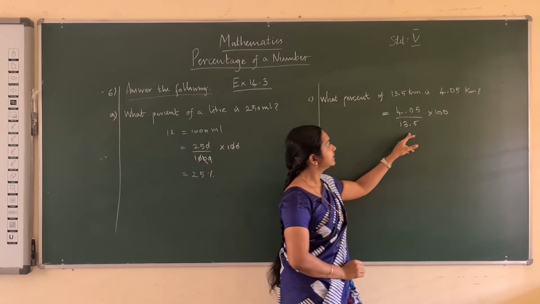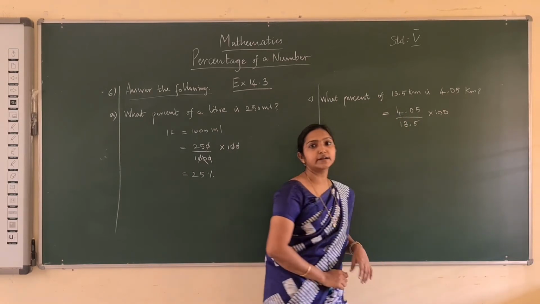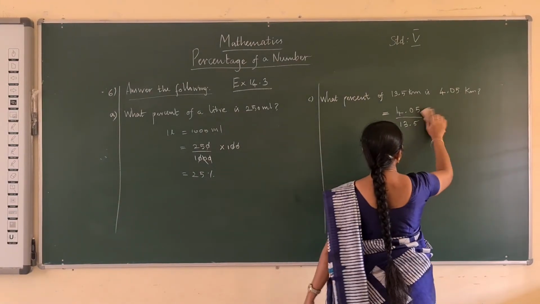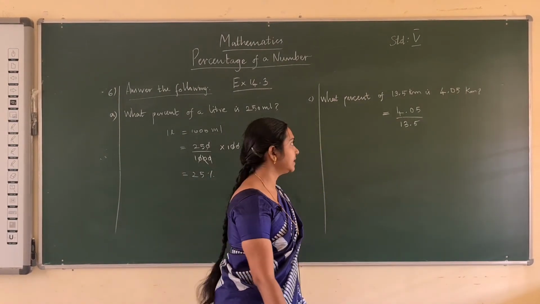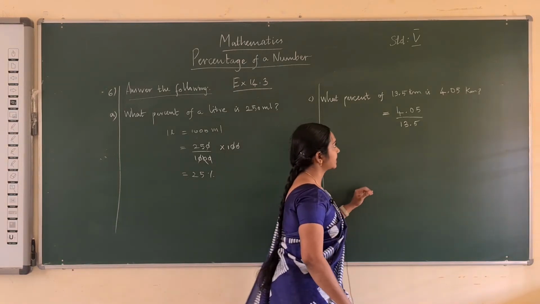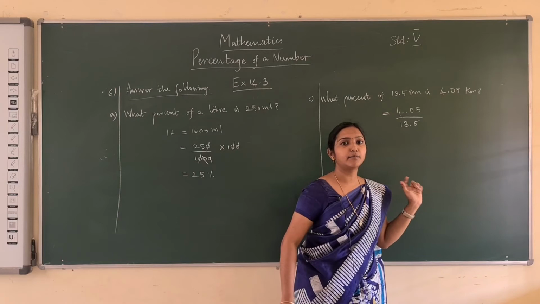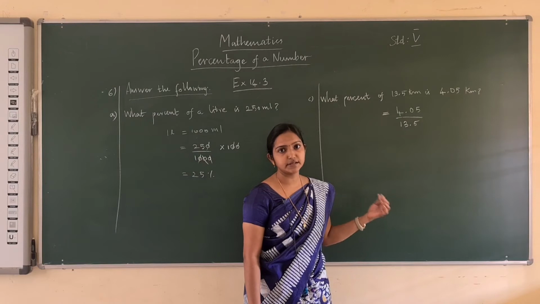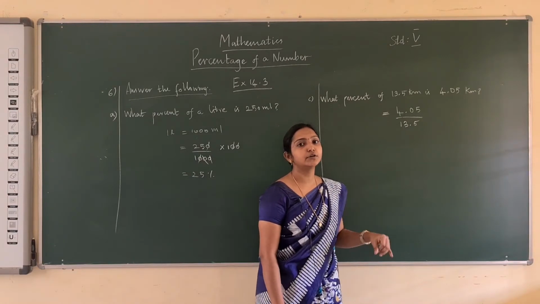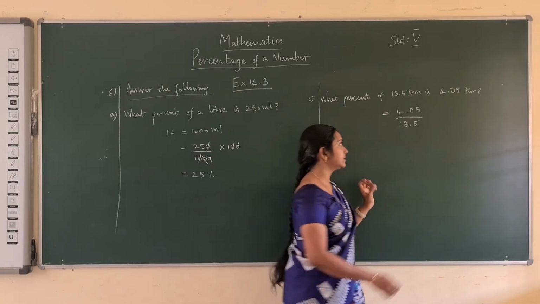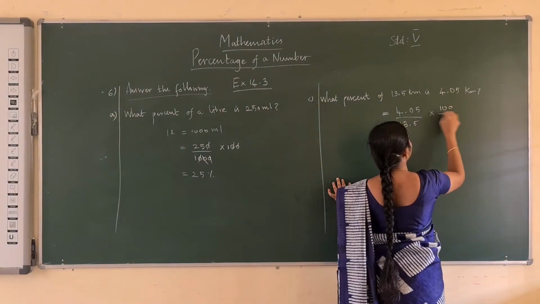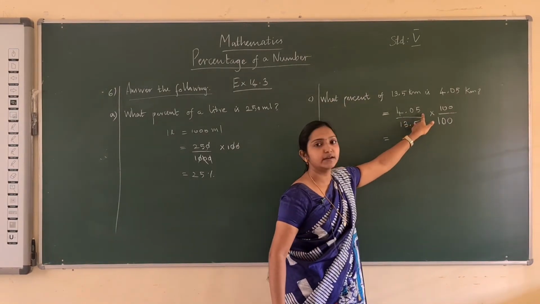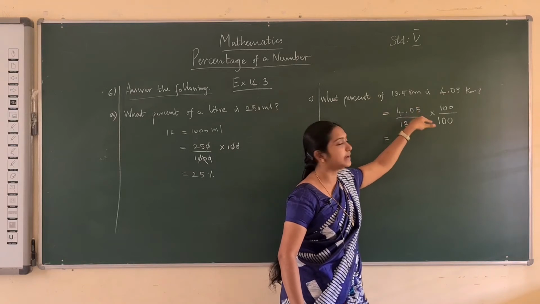Since we have a decimal point in both the numerator and denominator, we are going to remove it by multiplying by 100 in both. To make the calculation simple, we multiply both numerator and denominator by 100, which means moving the decimal point 2 places to the right.